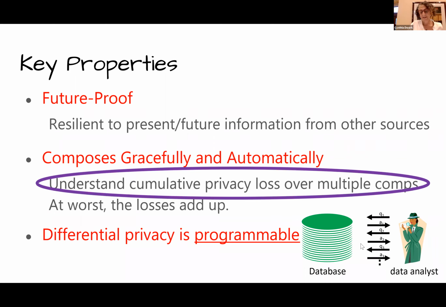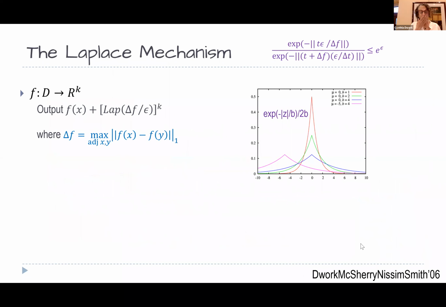So again, this is the heart of the reason differential privacy is so powerful. Okay, so one example in this model is the Laplace mechanism. This is a differentially private mechanism which takes a database and a parameter epsilon, and it returns a k-dimensional vector, a vector in k-dimensional Euclidean space. And the Laplace distribution is shown here on the right.